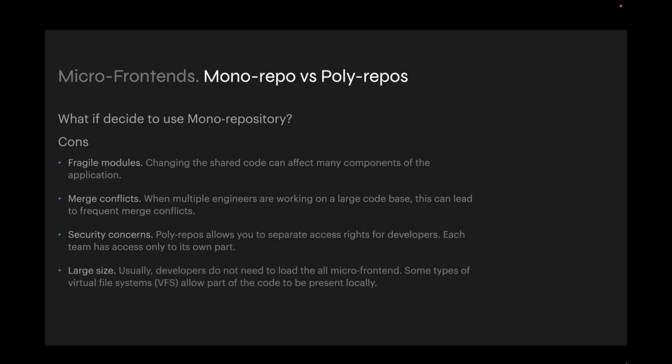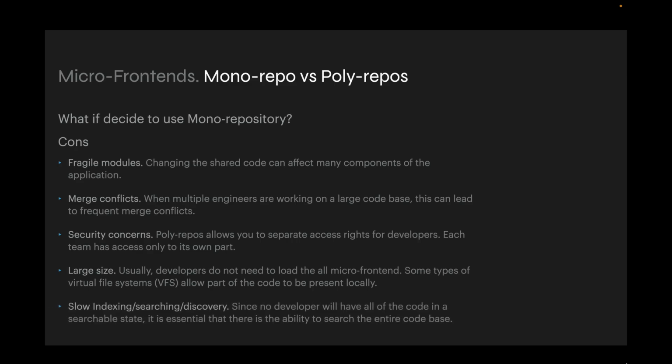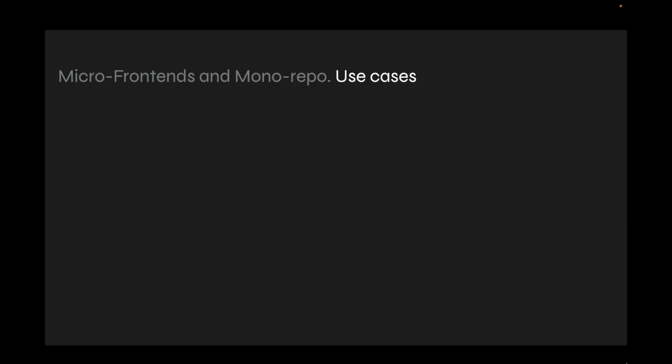Large size. Usually, developers do not need to load all the micro-frontends. Some types of virtual file systems allow part of the code to be present locally. Slow indexing, searching, and discovery. Since no developer will have all of the code in a searchable state, there must be the ability to search the entire codebase. We discussed the pros and cons of mono-repositories.